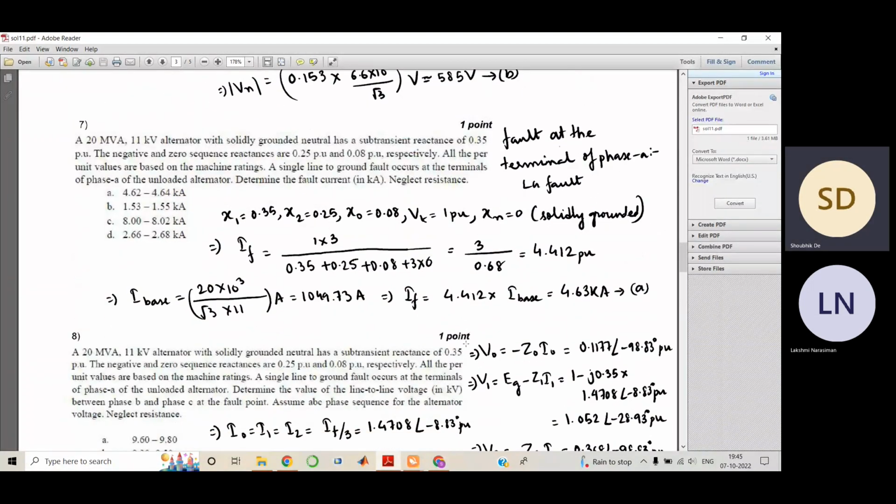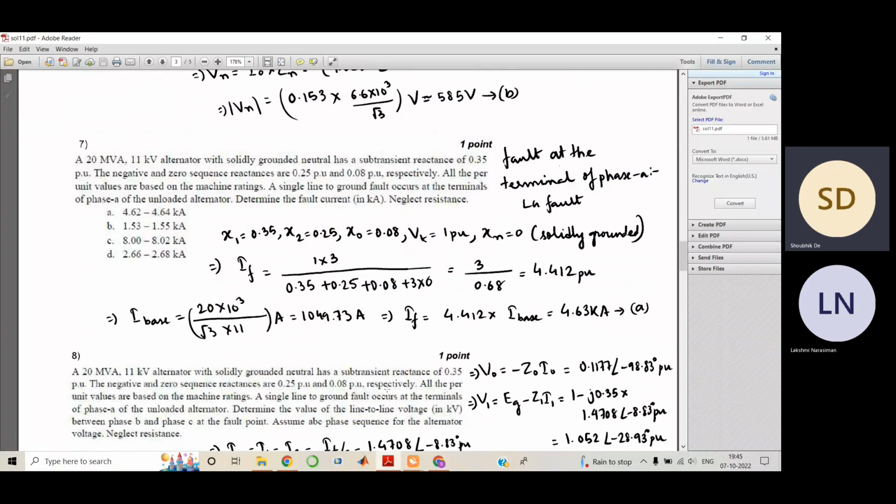Now let's go to question number 7. So 7 and 8 are connected questions. Here a 20 MVA 11 kV alternator with solidly grounded neutral has a subtransient reactance of 0.35 per unit. This is your positive sequence reactance, because subtransient reactance basically refers to that only. The negative and zero sequence reactances are also given here, all the per unit values.